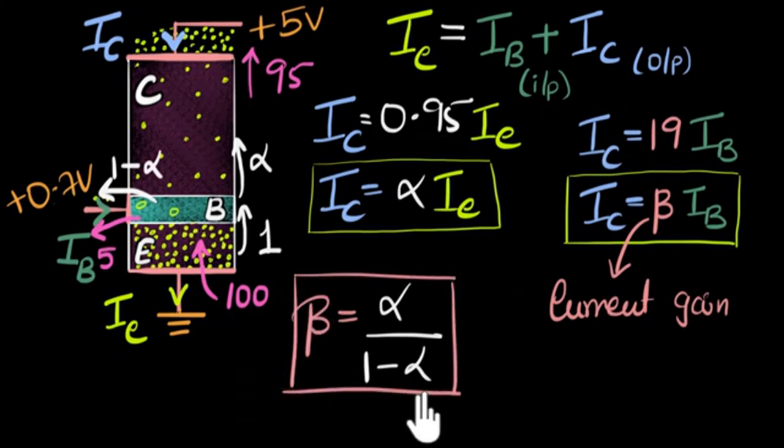And I don't remember this equation. Whenever I need this, I will always derive it this way in my head. And of course, you can also rearrange this equation and get alpha in terms of beta. I leave that to you.